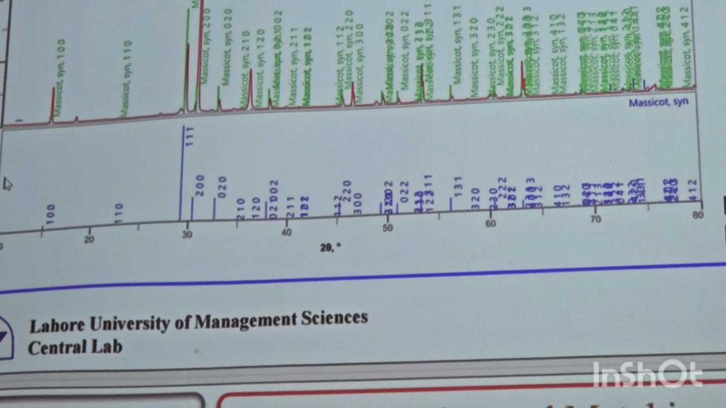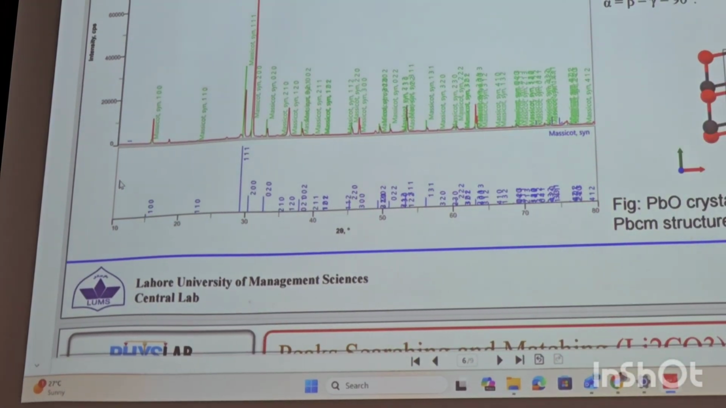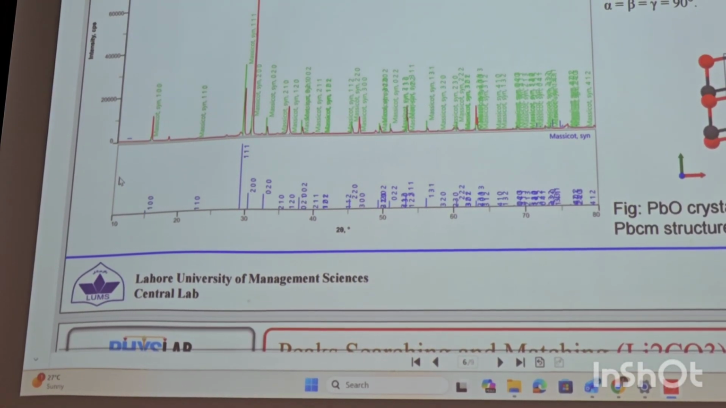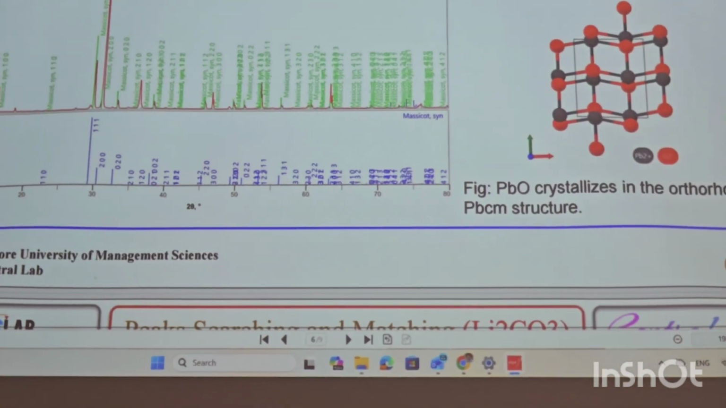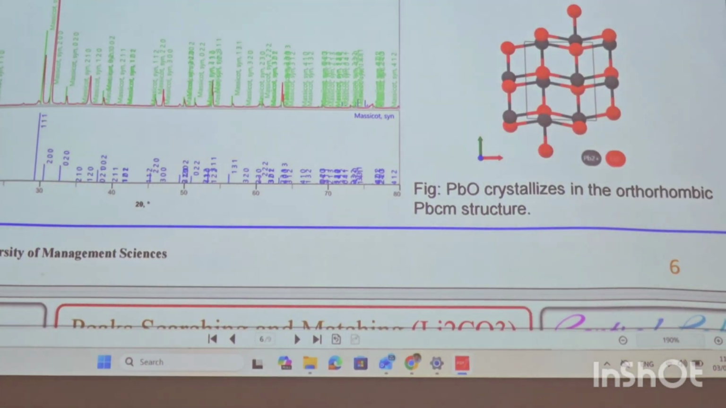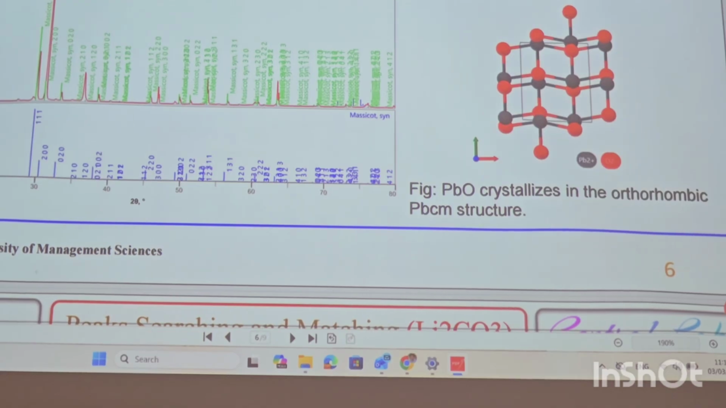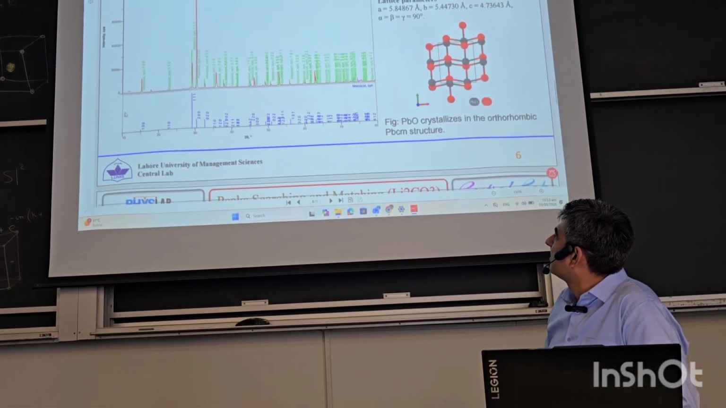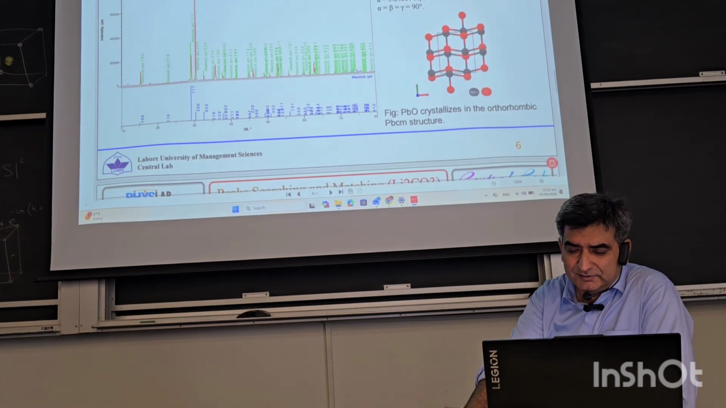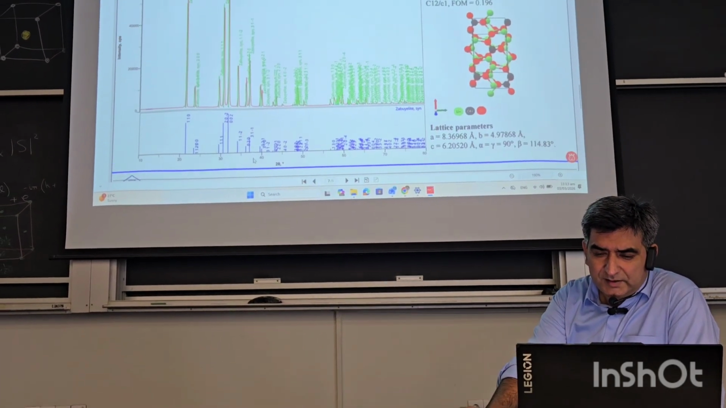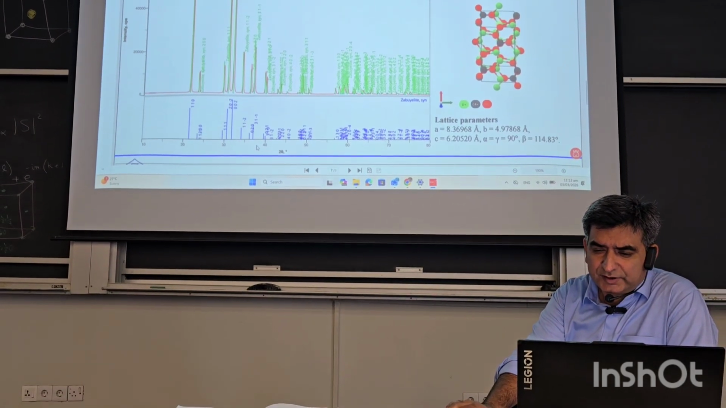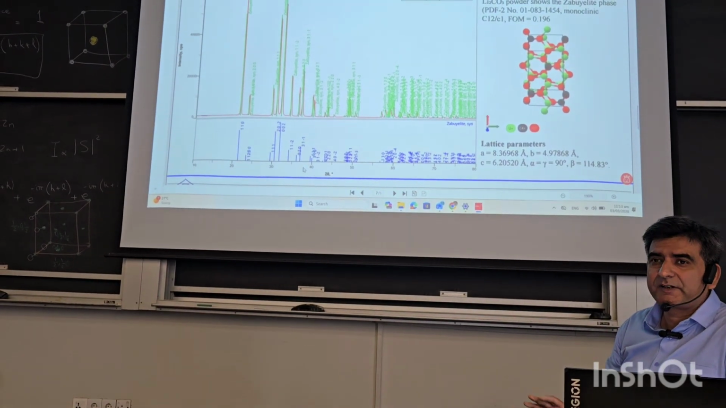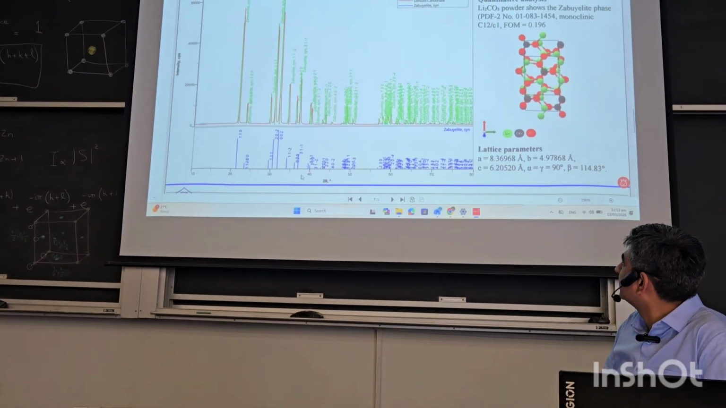Okay, and from there, from computer algorithms and systematic processes, you can then find out the size of the unit cell. You've already determined the shape of the unit cell, and now you can find out the size as well. What are a, b, c, and what are the angles alpha, beta, gamma. So this is lead oxide. This is lithium carbonate, monoclinic. All of these spectra were taken in the laboratory downstairs.